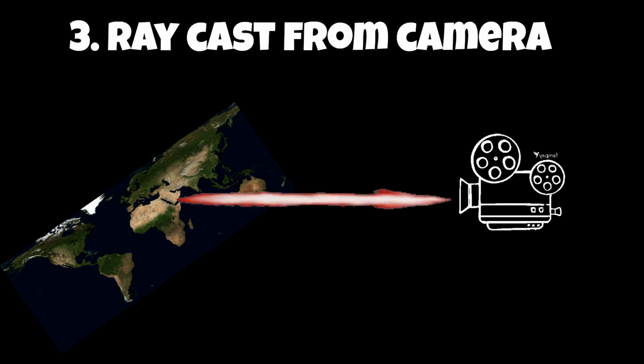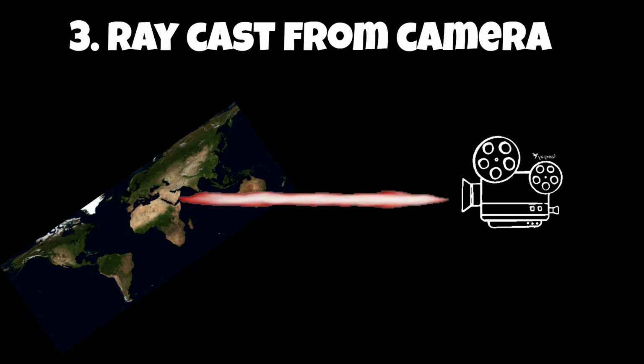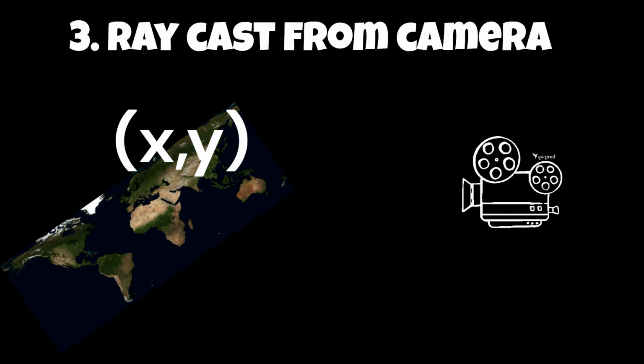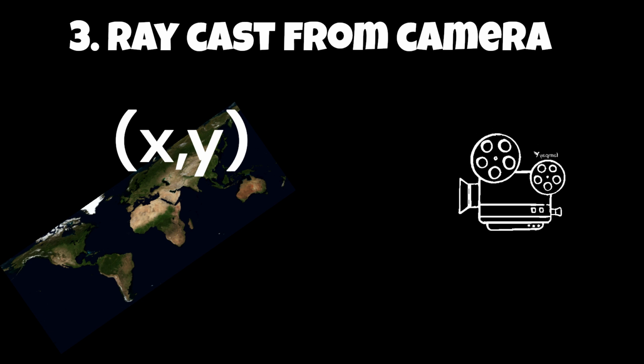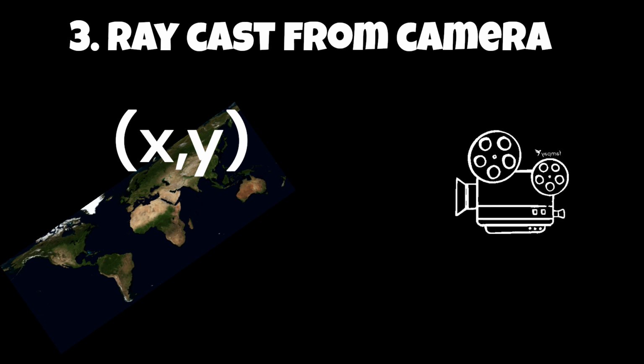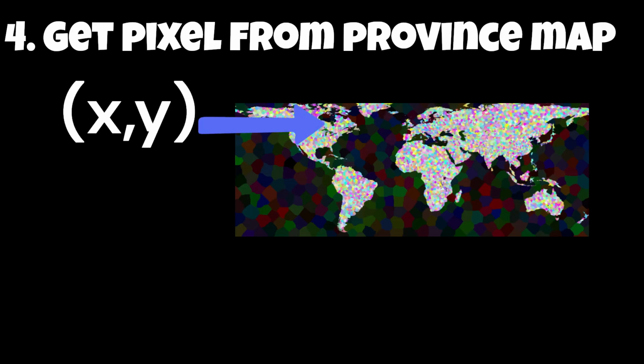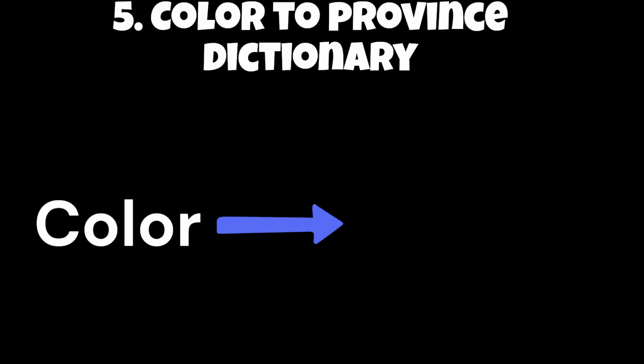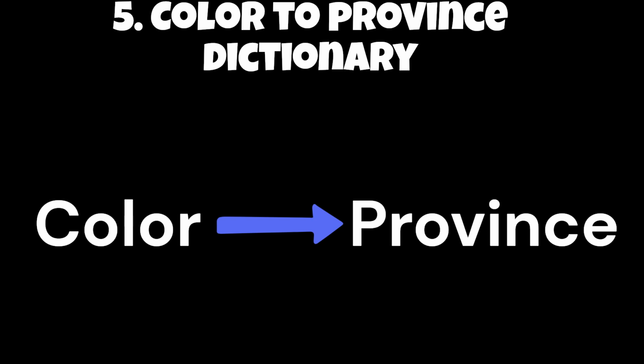Then we're going to create a function that shoots a ray from the camera. It will hit the mesh, and it will return to us the position where it collided. So it will tell us the ray collided with the mesh at X and Y. Then we will take those X and Y values and look them up on the province map and get the pixel color at X and Y. It will tell us the pixel at X and Y is this color. Then we will have a dictionary that maps the colors to the provinces, so we will put that color in the dictionary and it will return the province to us.